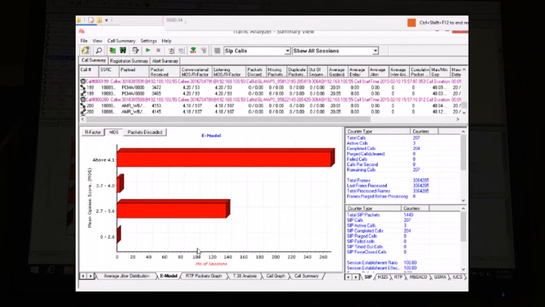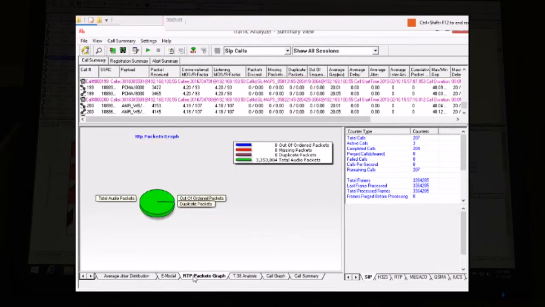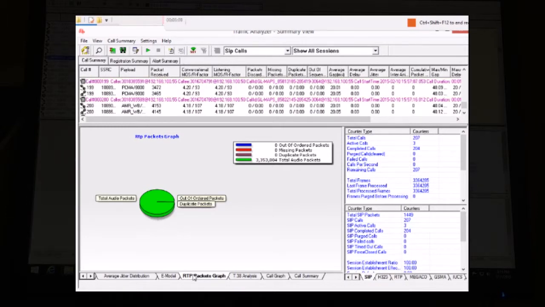So this gives you at a glance how many calls, how many are poor calls, how many are excellent calls. So a very good graph to give you a quick sense of what's happening with your network. RTP PacketScan. Here's another chart that gives you, as a function of out of order packets, missing packets, duplicate packets, the total number of audio packets and what fraction were out of order and duplicate packets.